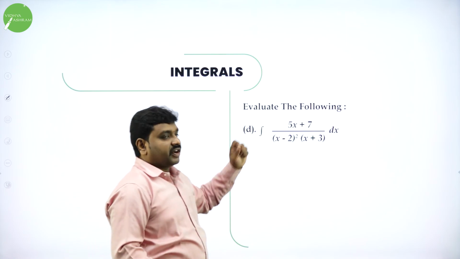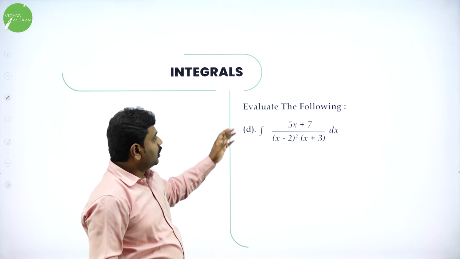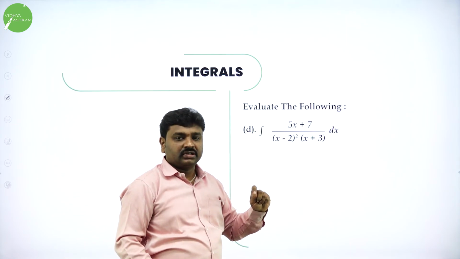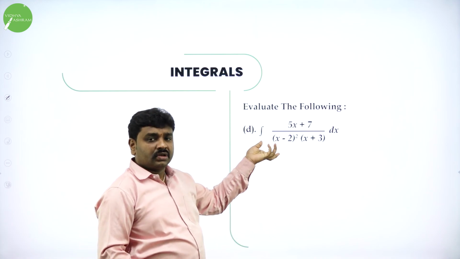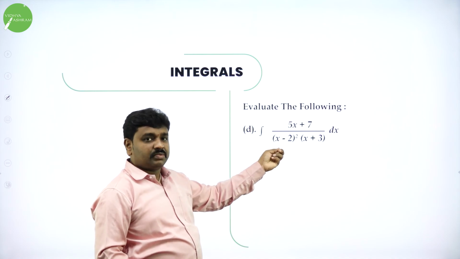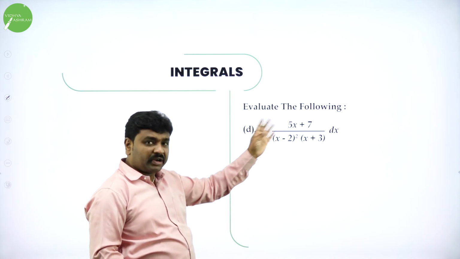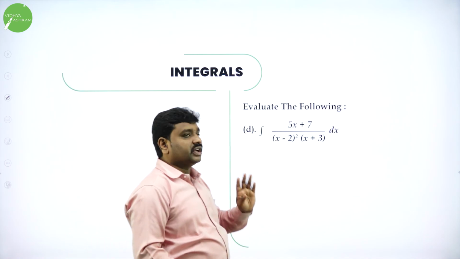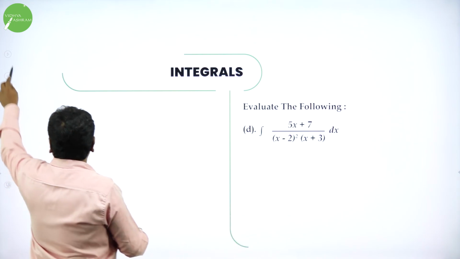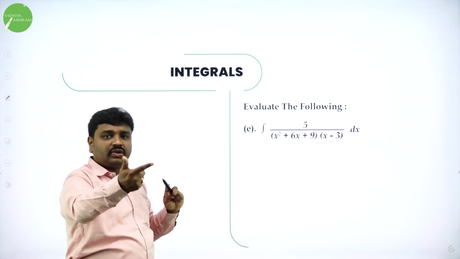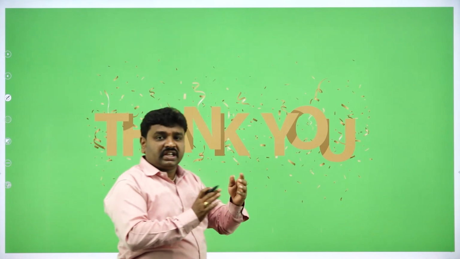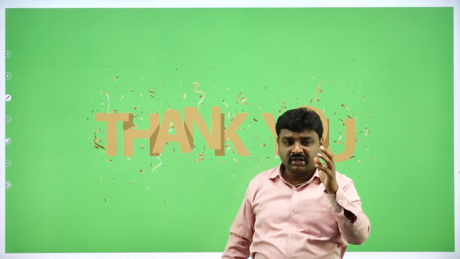Next we have repeated factor. So you know how to evaluate repeated factor: a by first factor plus b by x minus 2 the whole square plus c by third factor. Like that we have to do repeated factor, and we have to integrate. And next we have quadratic equation. Factorize it and make it two factors. Again use partial fraction.